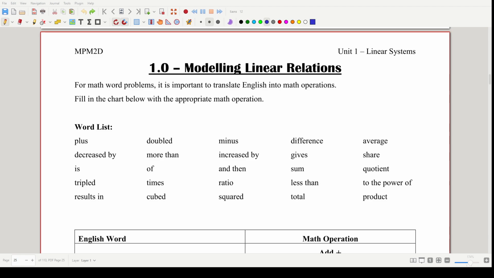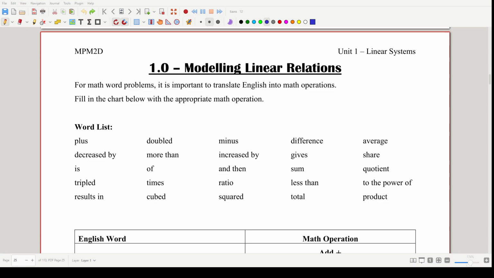Now, the idea of modeling linear relations is the idea of creating equations from verbal descriptions or textual descriptions. The idea is to be able to come up with a mathematical model for these various situations and scenarios. Now, in order to do that, we have to be able to break down the English language. And of course, in the English language, there are so many different synonyms that mean the same thing.